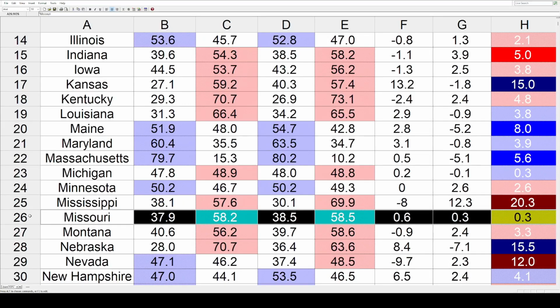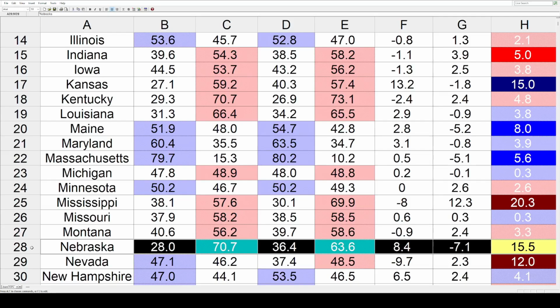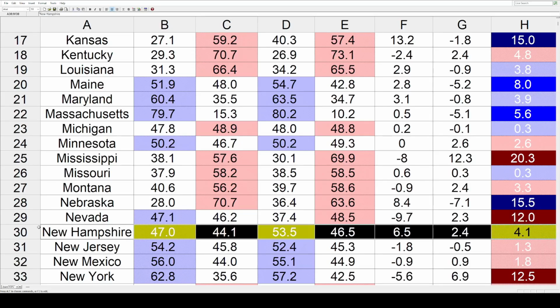Missouri, again, tied for the smallest shift. It got 0.3% bluer. Montana, redder by 3.3. Nebraska, another lurch toward the left at 15.5. In Nevada, in one of the districts in 2024, there were third-party candidates and not a Democrat. That's partly why they went down so much, and it went red by 12%. New Hampshire, bluer by 4.1.